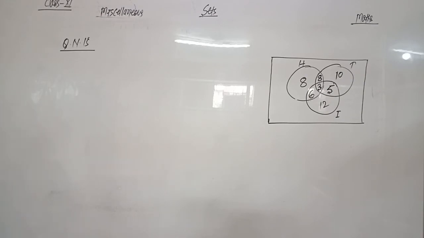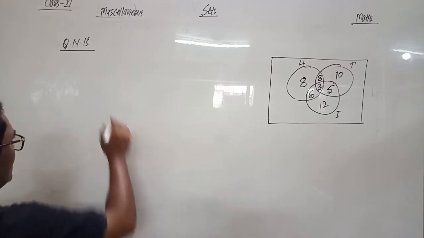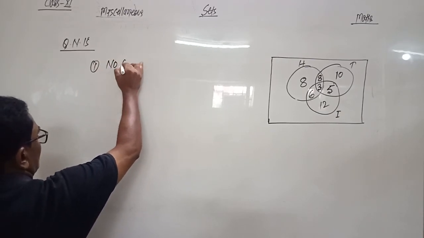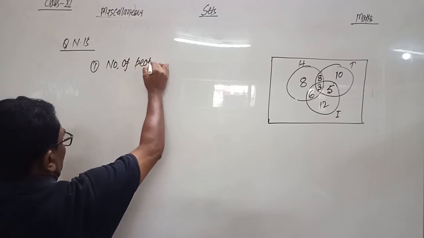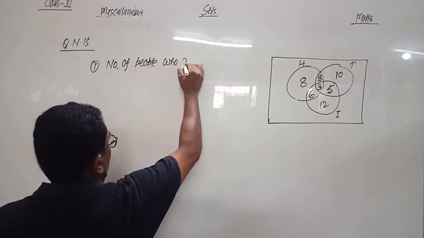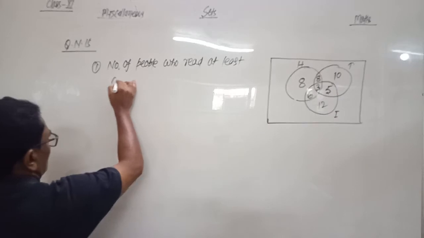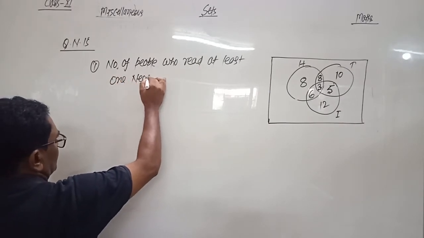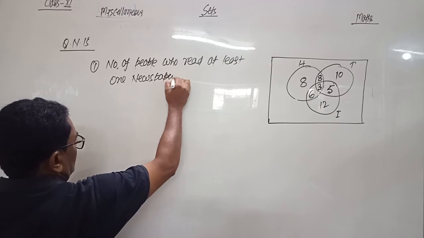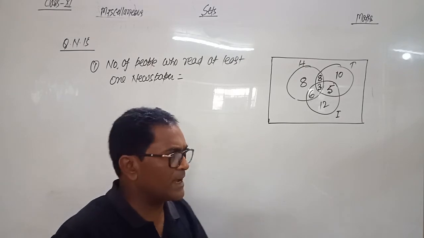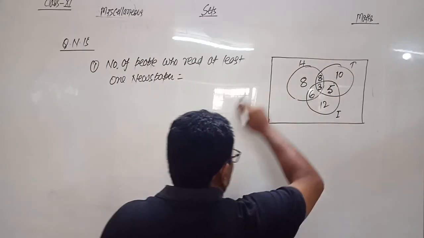Now we have to calculate the first part, the number of people who read at least one of the newspapers. At least one newspaper means the number of people who read one newspaper, two newspapers and three newspapers also. So all these values would be added.